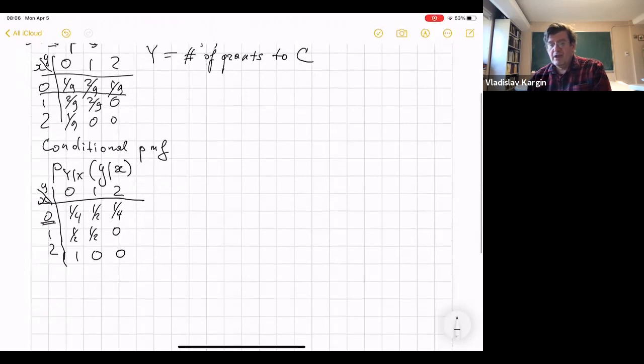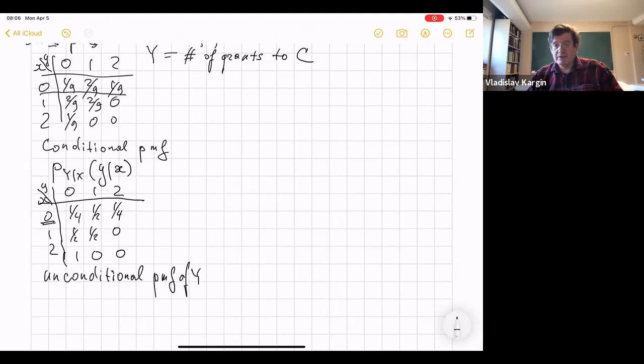Also, we can remember that this is the probability of Y given that we know something. So what was the unconditional probability? The unconditional PMF of Y. In other words, it's non-conditional, the same as a marginal. It's a marginal PMF.